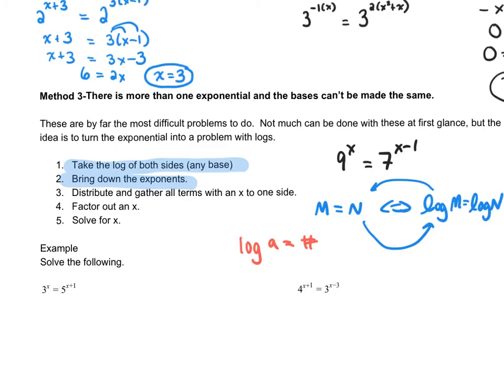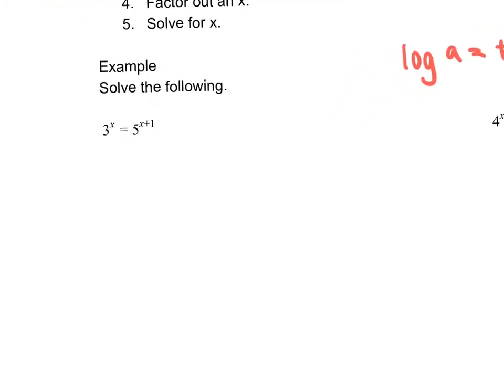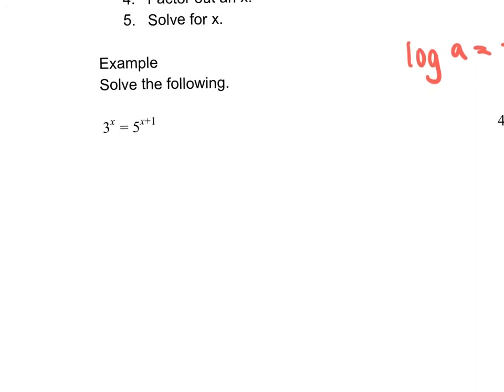So let's look at one. And again, take it step by step because these are tricky. The first thing I would try to do is get the bases the same. Try to make 3 and 5 match. They do not. So I am going to take the log of both sides.